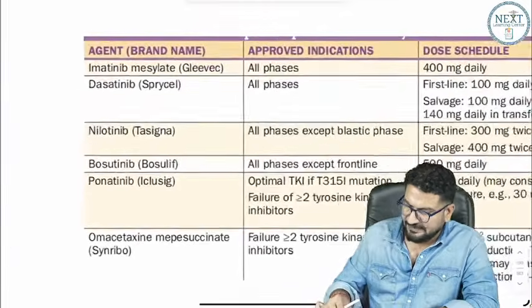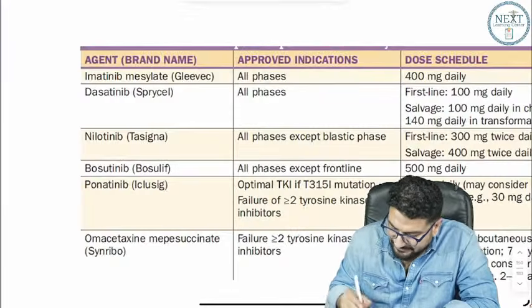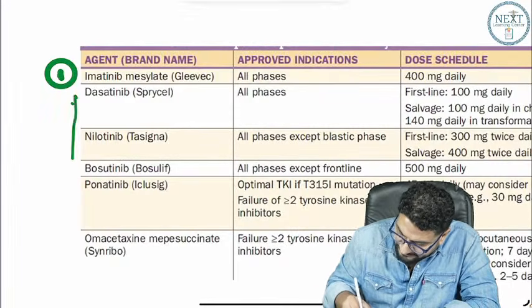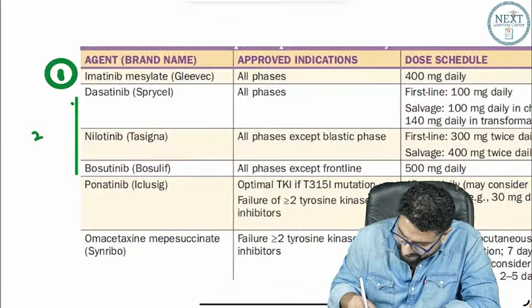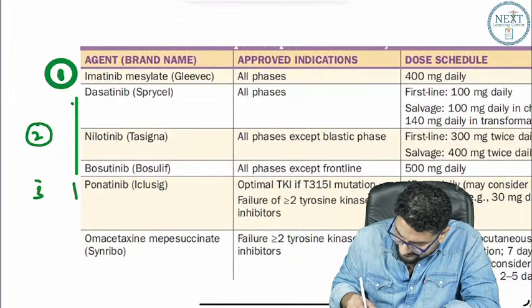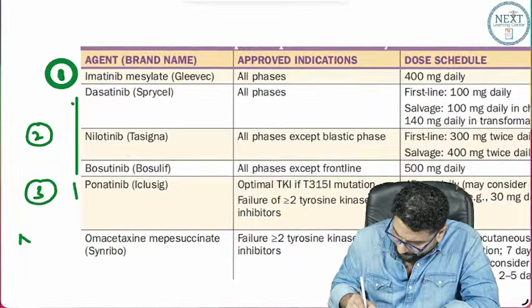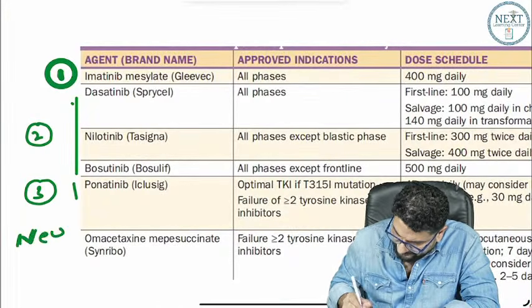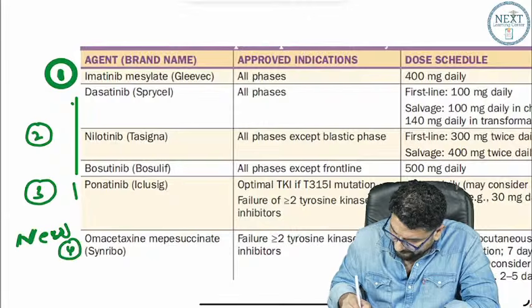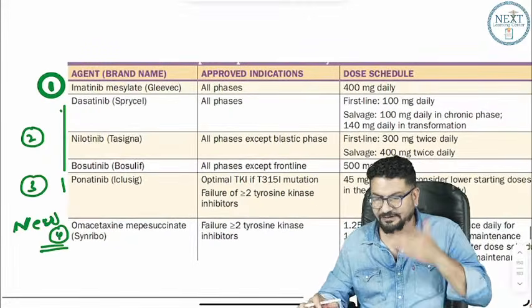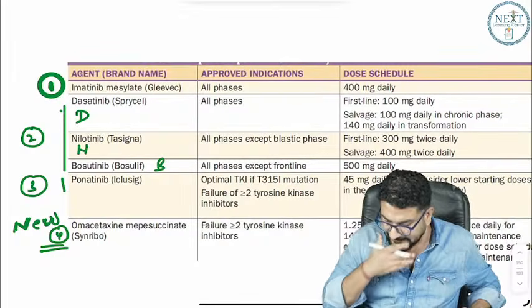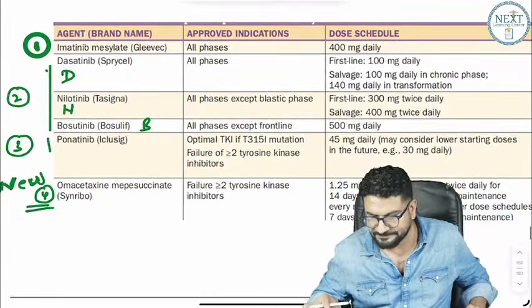Then we have CML. For CML, now they ask you questions on pharmacological management. So we have imatinib, a first generation drug. Then we have dasatinib, a second generation drug. We have a third generation drug, and we have a new drug. The new drug means the new generation, or I can say a fourth generation drug, called asciminib. So these are different types. Dasatinib and nilotinib are second generation tyrosine kinase inhibitors.